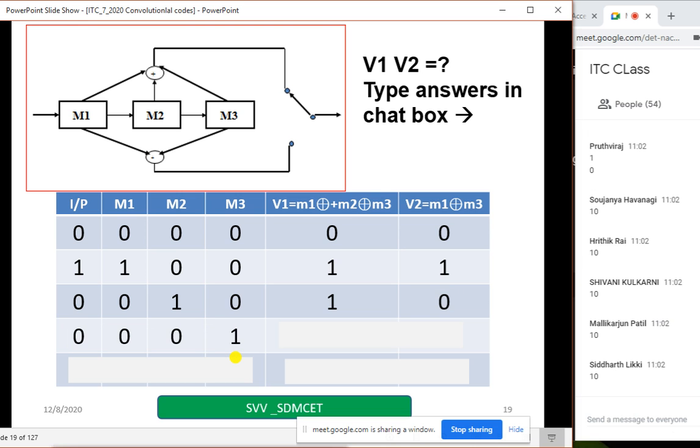I have a 0 0 1 now. What is the output? I am going to get V1 and V2.